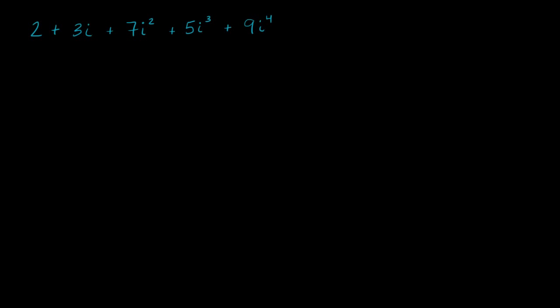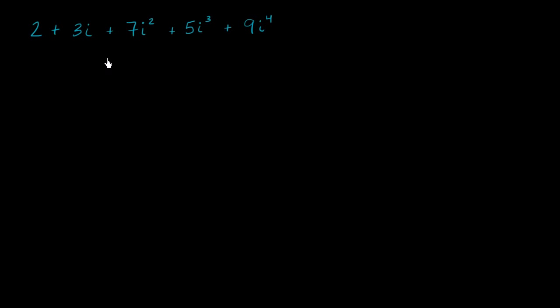Now that we know a little bit about the imaginary unit i, let's see if we can simplify more involved expressions like this one right over here: 2 plus 3i plus 7i squared plus 5i to the third power plus 9i to the fourth power. And I encourage you to pause the video right now and try to simplify this on your own.